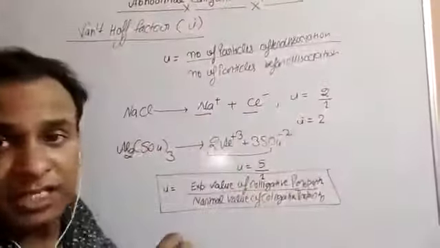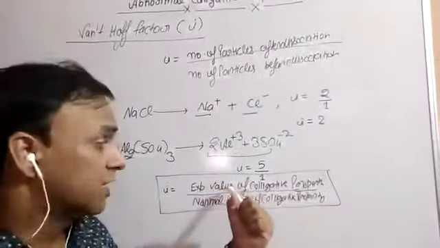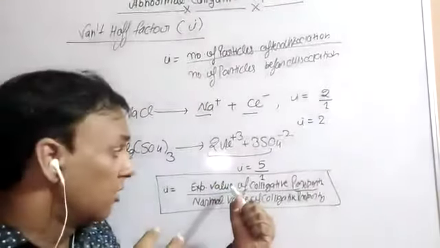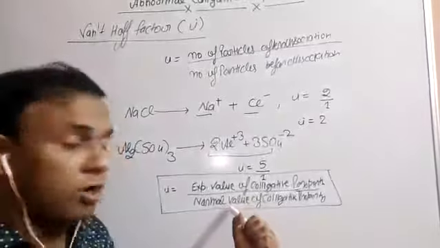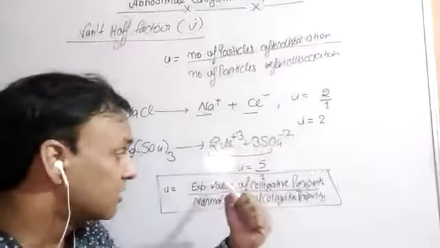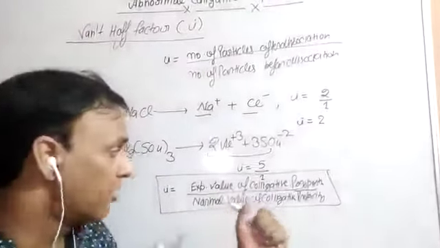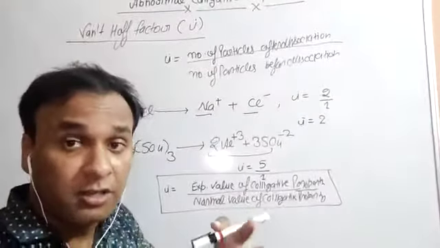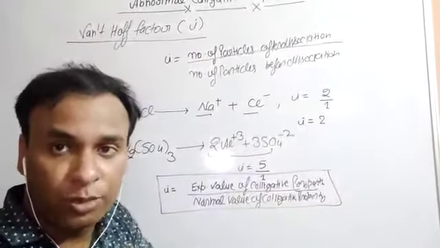Clear? This formula is also valid. It means experimental value of colligative property and normal value of colligative property. Experimental value means the given value, and normal value means the value we calculate by calculation.